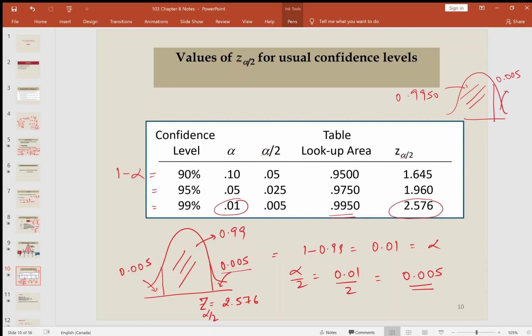Similarly, when the middle area is 95%, then the z-score would be 1.960. We've done that before. And when the middle area is 90%, then the z-score comes to be 1.645. I do encourage you to go back to the probability tables for z-scores and make sure that you can find these numbers such that you have these areas in the middle, and then this is the lookup area. If you have any questions, do let me know. Okay, so let's continue.